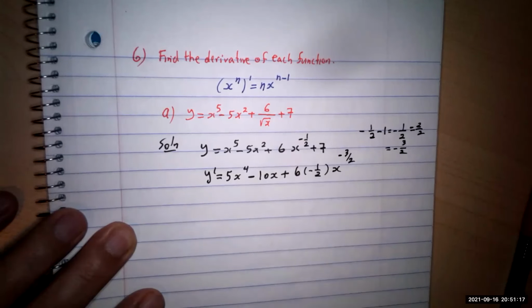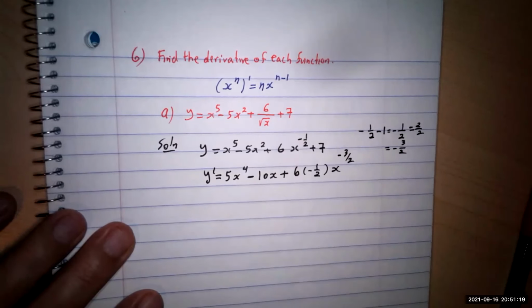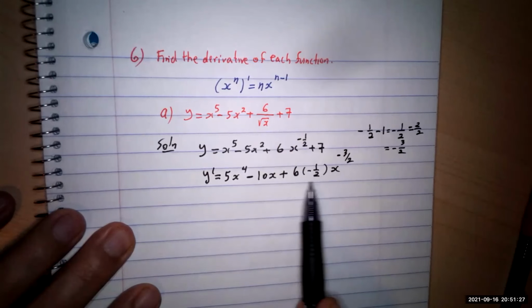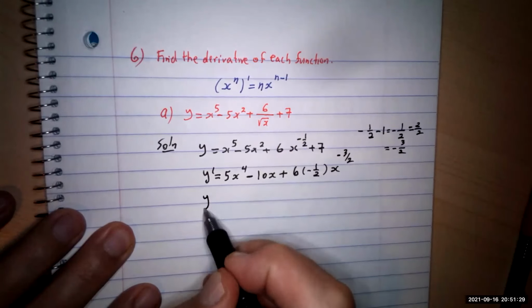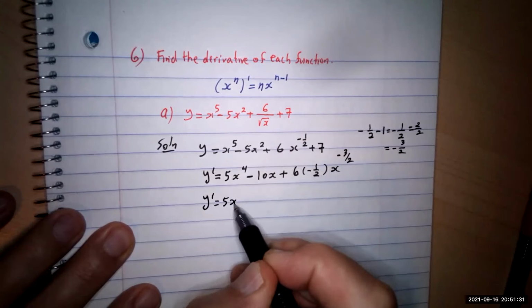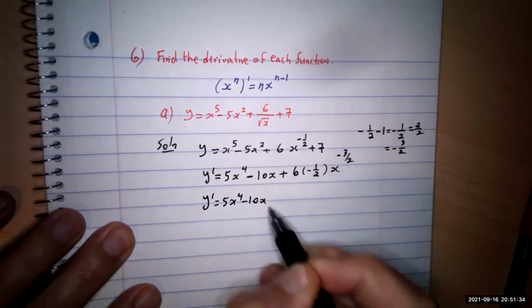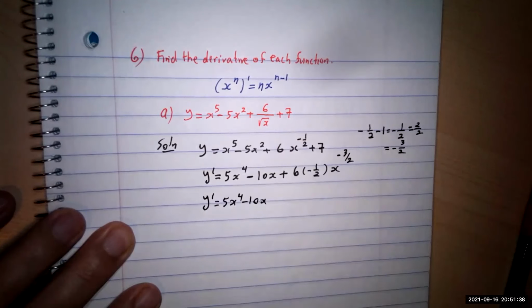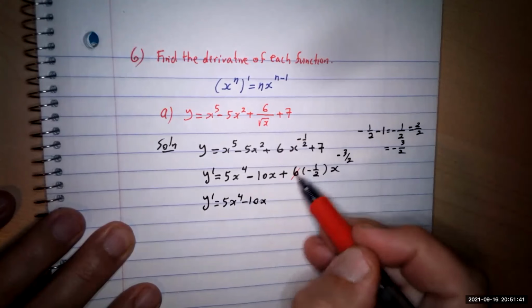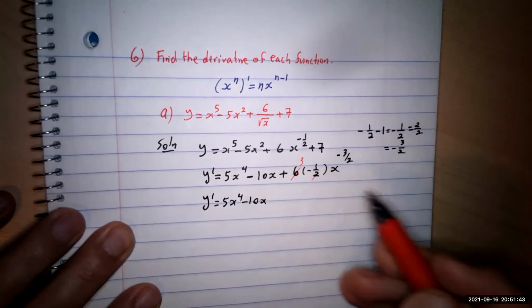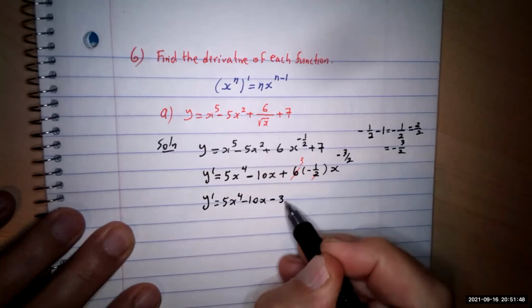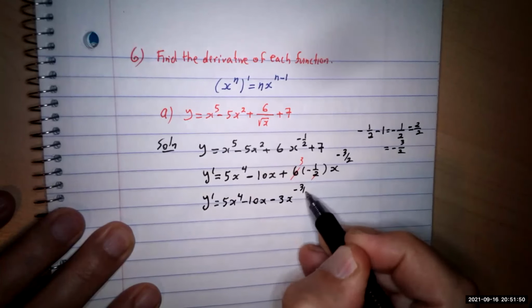The derivative of 7 is 0, remember? The derivative of a constant function is 0 because this is 7x to the 0, if you like. You have to simplify only the coefficient for us, not the power. So y prime would be 5x to the fourth minus 10x. 6 halves, you simplify it by 2, that gives you 3, and that gives you 1. So it's going to be minus 3x to the negative 3 halves, and you're done.